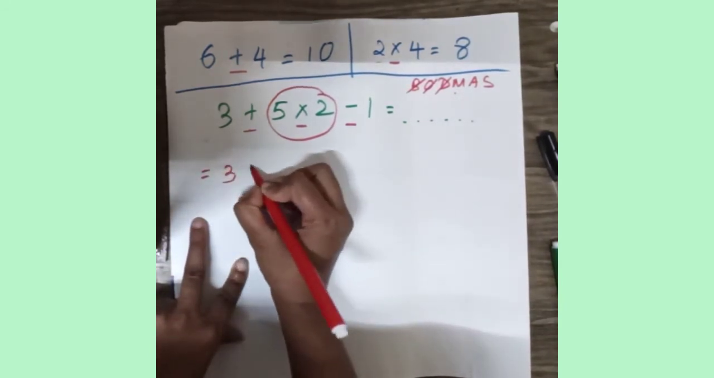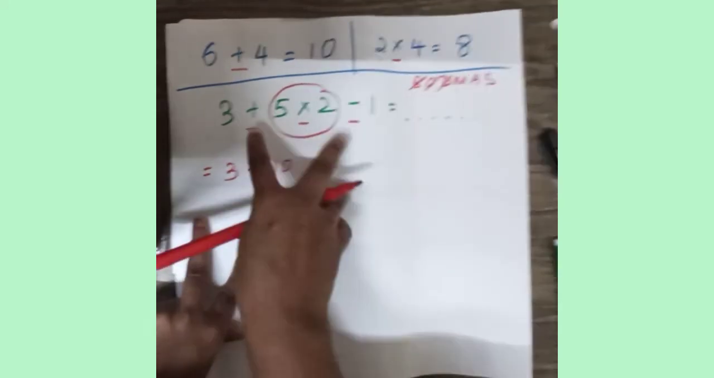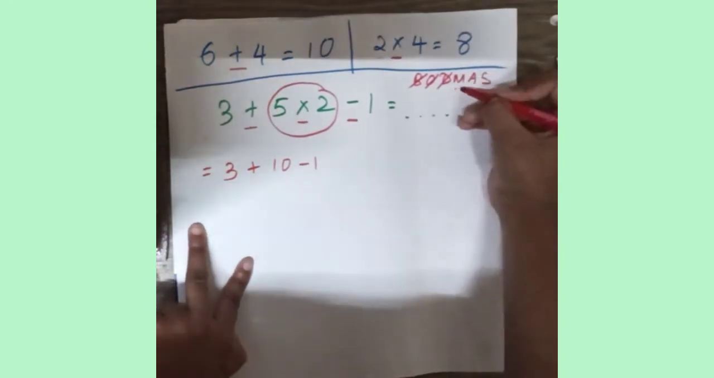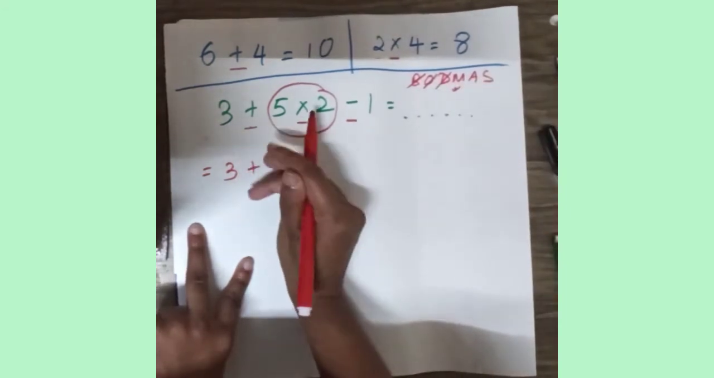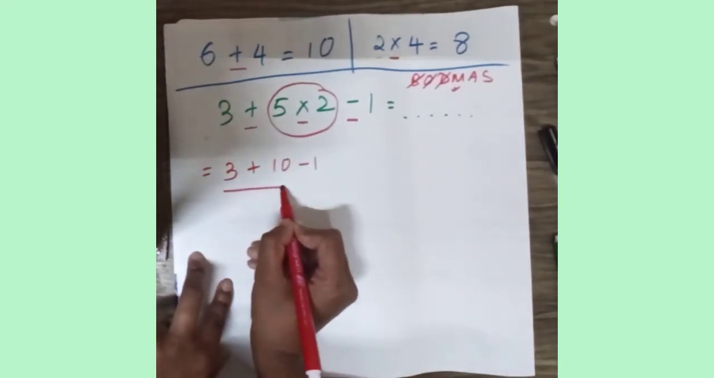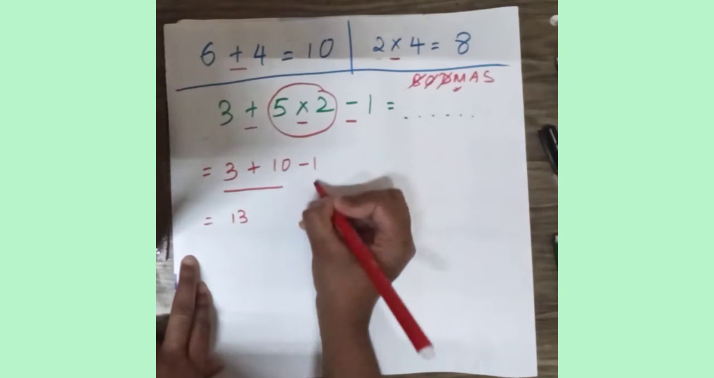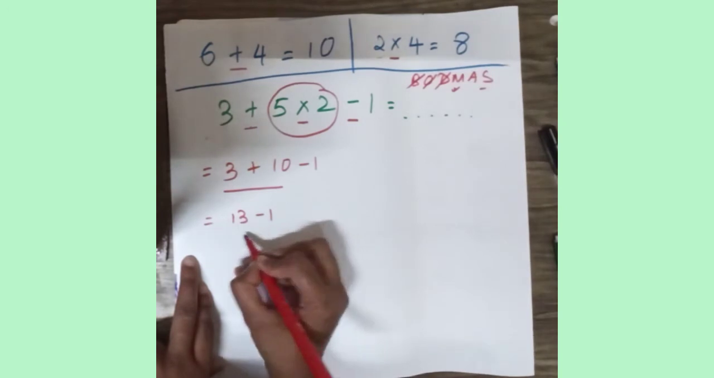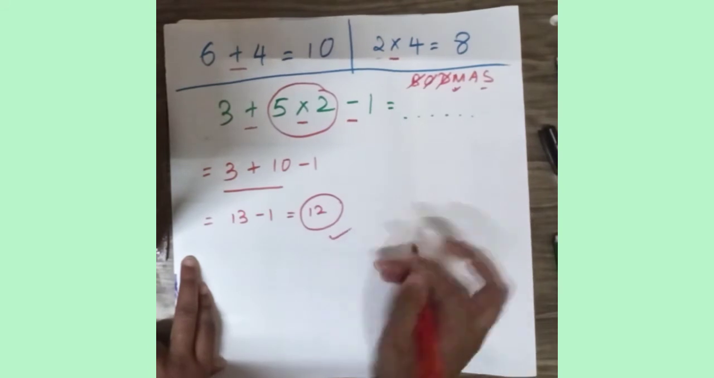Shall we see? Then 3 plus 5 into 2 is 10. Then write the rest, minus 1. Okay, now we have done the multiplication. What's remaining? Addition. Is there any addition to be done? Yes, there is one addition to be done. So we have to solve this part next. 3 plus 10 is 13. Write the remaining 1. Simply only subtraction remains, so we have to do it. 13 minus 1 is 12. Here we got the answer. This is the correct answer.